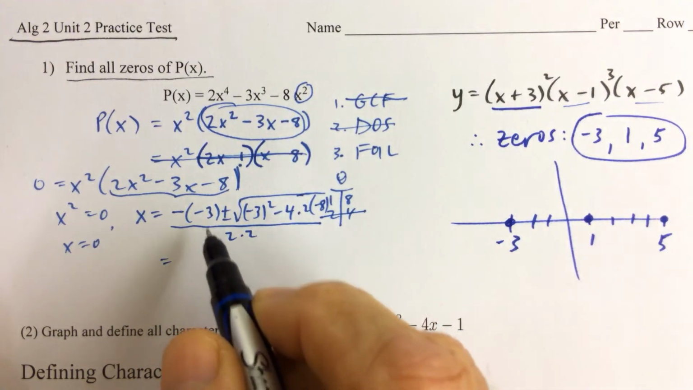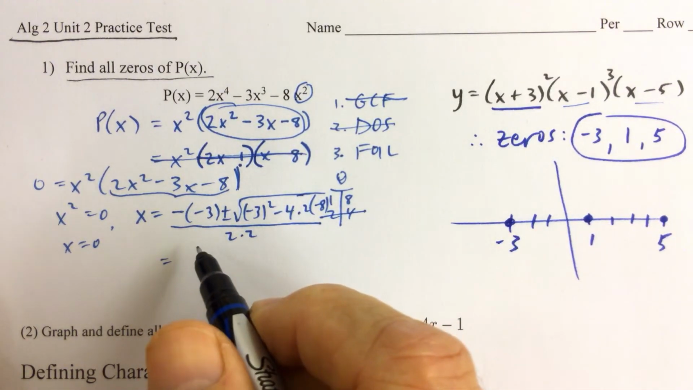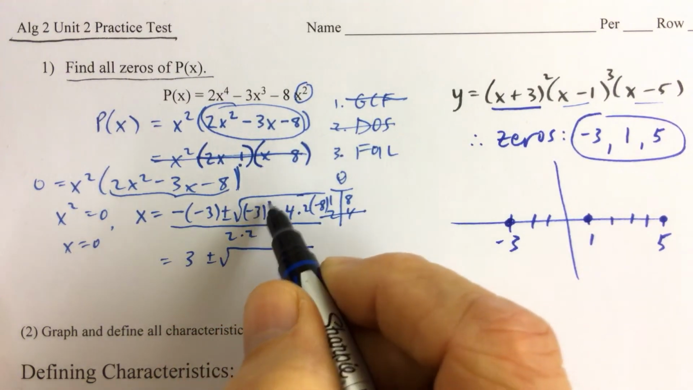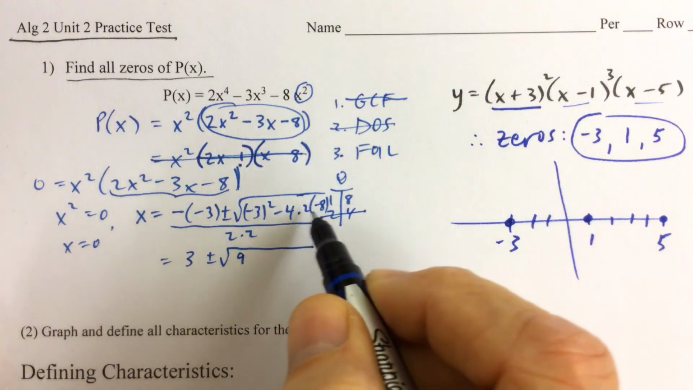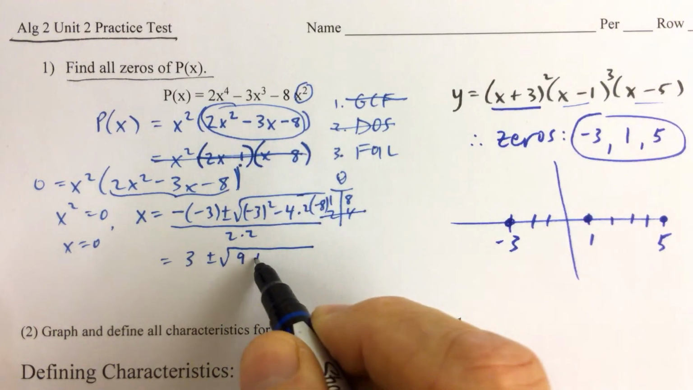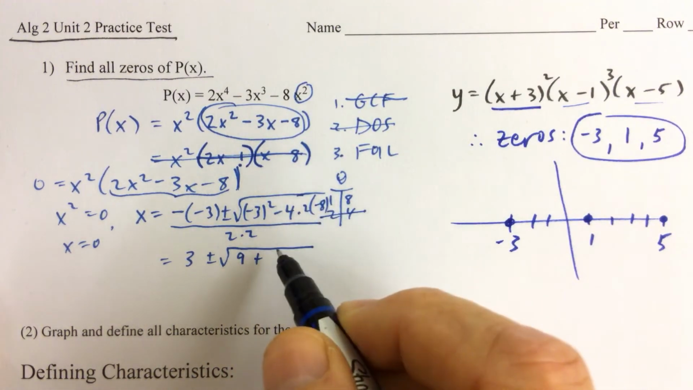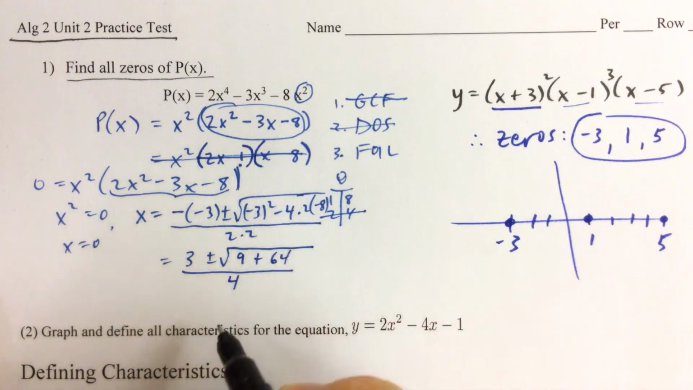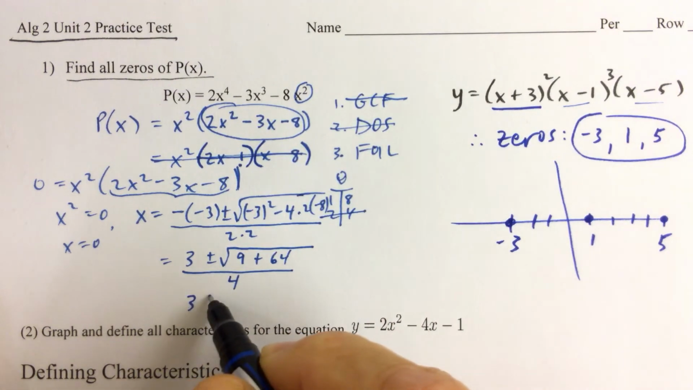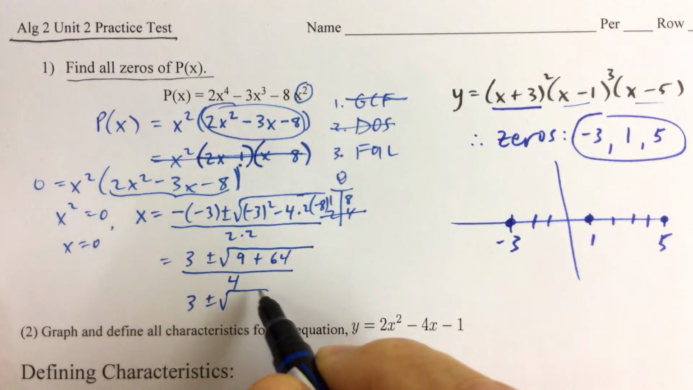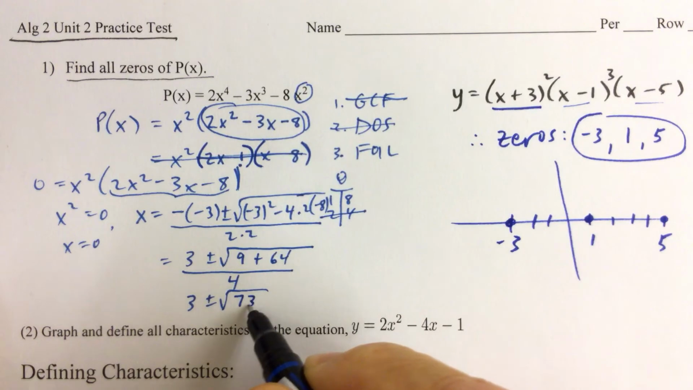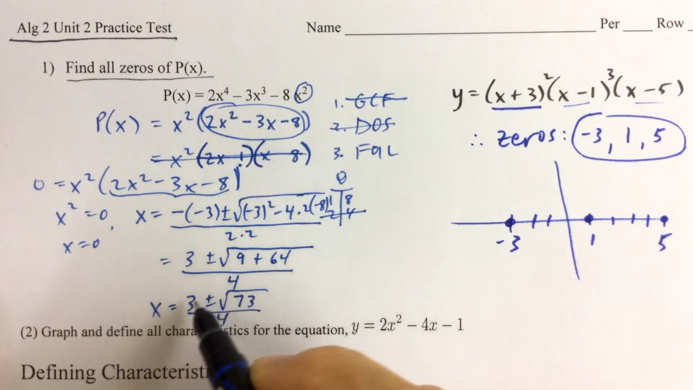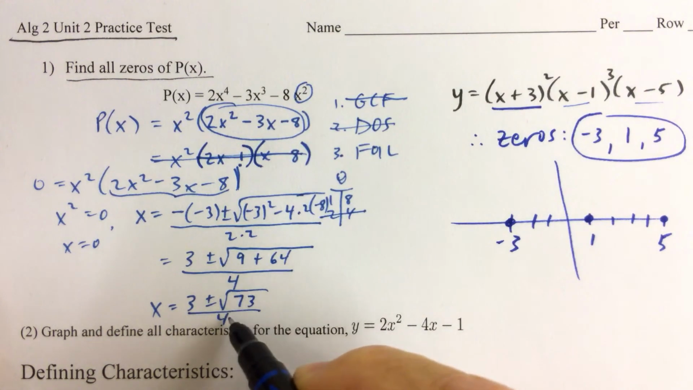And so cleaning this up a little bit, the opposite of negative 3 is positive 3, plus or minus the square root of negative 3 squared, which is 9. And then we have a negative and a negative, that's going to be a positive. 4 times 2 is 8. 8 times 8 is 64. All over 2 times 2 is 4. So I'm kind of glad that we don't have any more simplifying to do after we add the 9 and the 64 to get 73. So that simplifies completely. And so x equals 3 plus or minus radical 73 over 4.